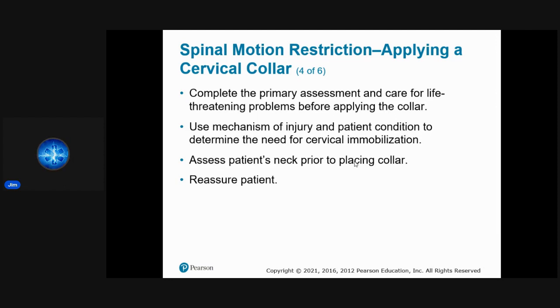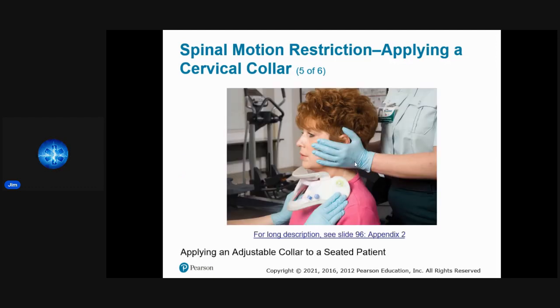We're going to assess the patient's neck prior to placing the collar. So we're looking for DCAP-BTLS on the back and the front of the neck. Because once we have the collar on, especially in the back, we're not going to be able to assess that patient's neck. Most C-collars have an opening in the front so we can see their trachea or their Adam's apple. And we're going to reassure the patient.